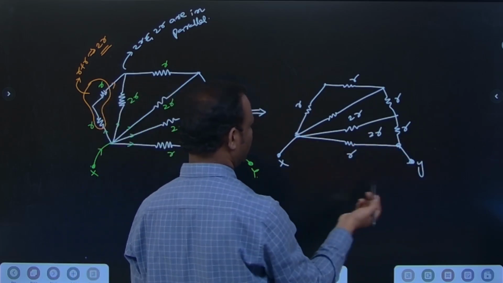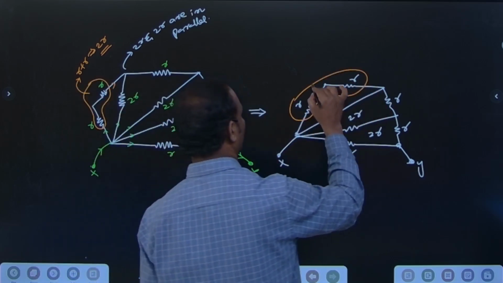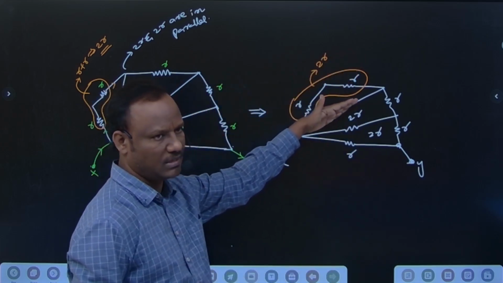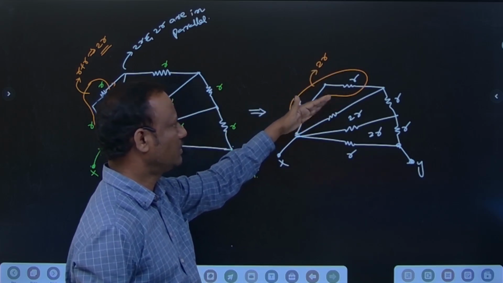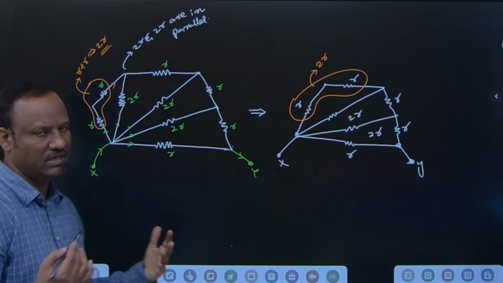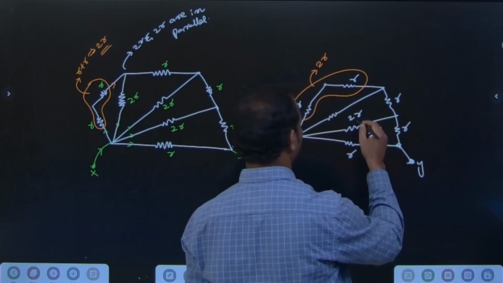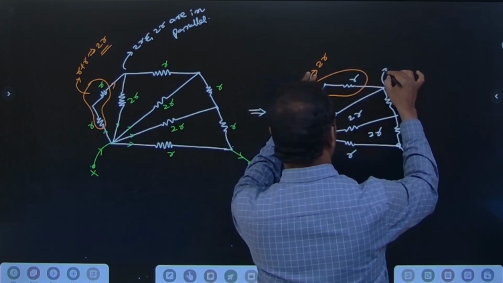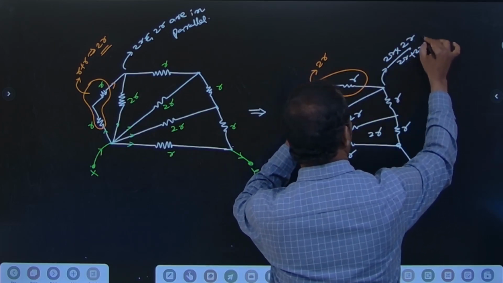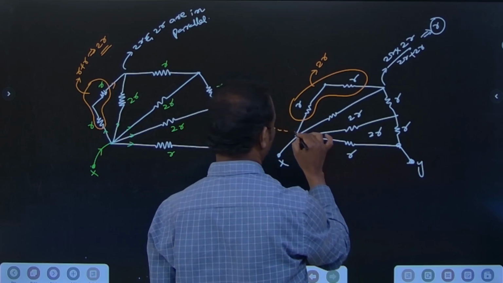Now, with successive reduction, I can identify that these two are in series. Series means what is the equivalent R? It's 2R. 2R and 2R are in parallel, these two. So what will be the answer here? 2R and 2R means R, because 10 into 10 over 10 plus 10 is 10 by 2, it's 5. So 2R into 2R by 2R plus 2R will be R only, up to this one.